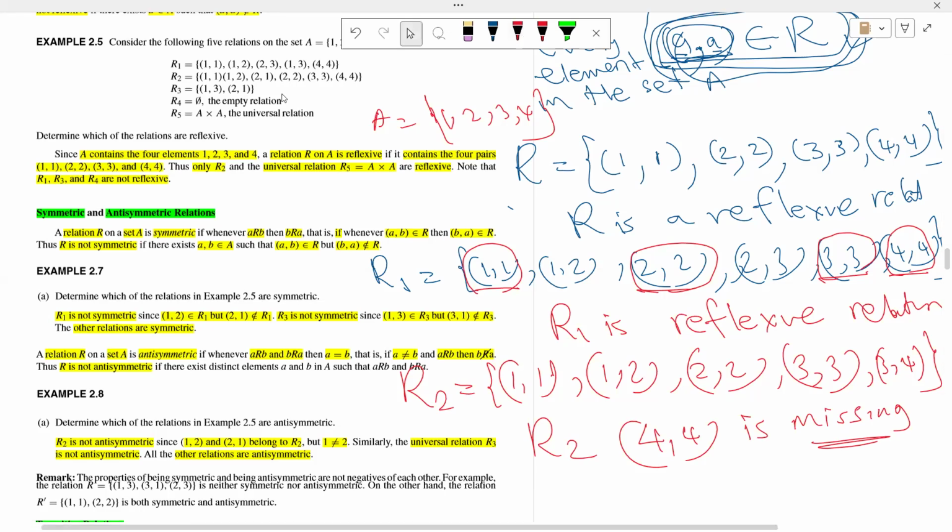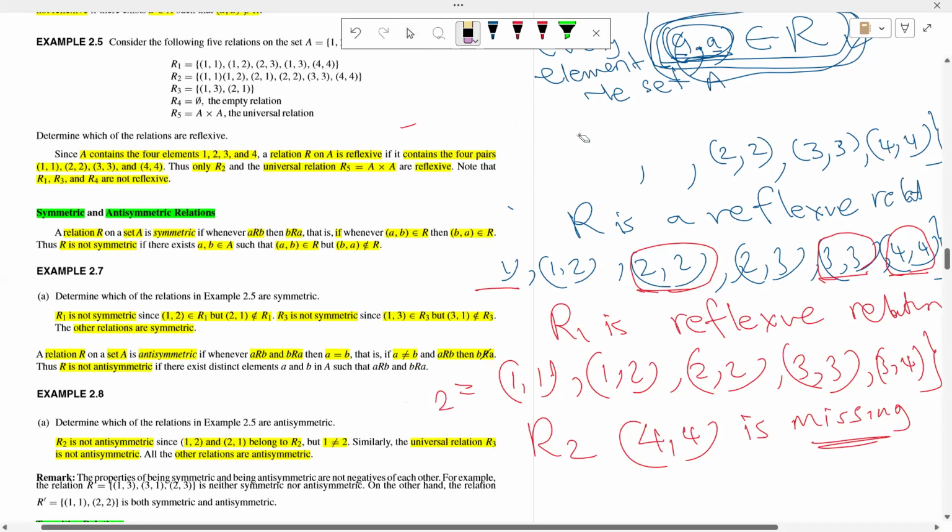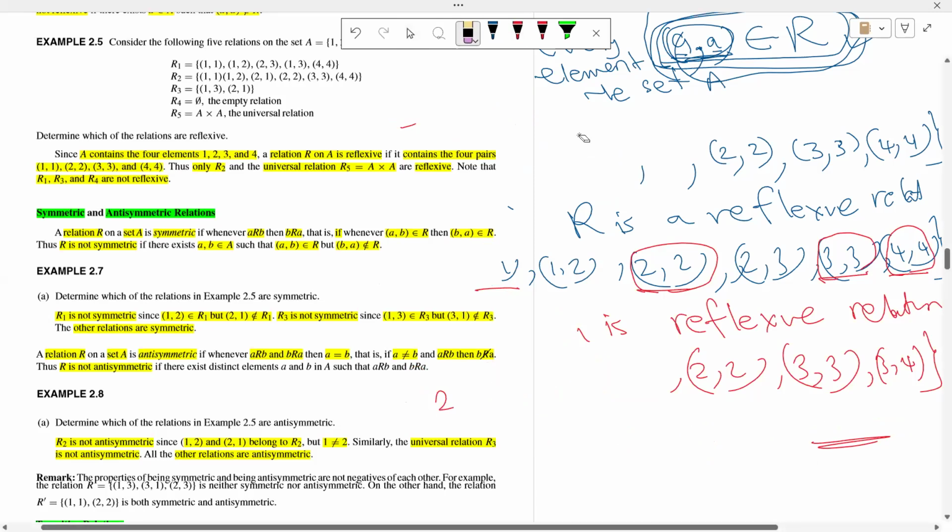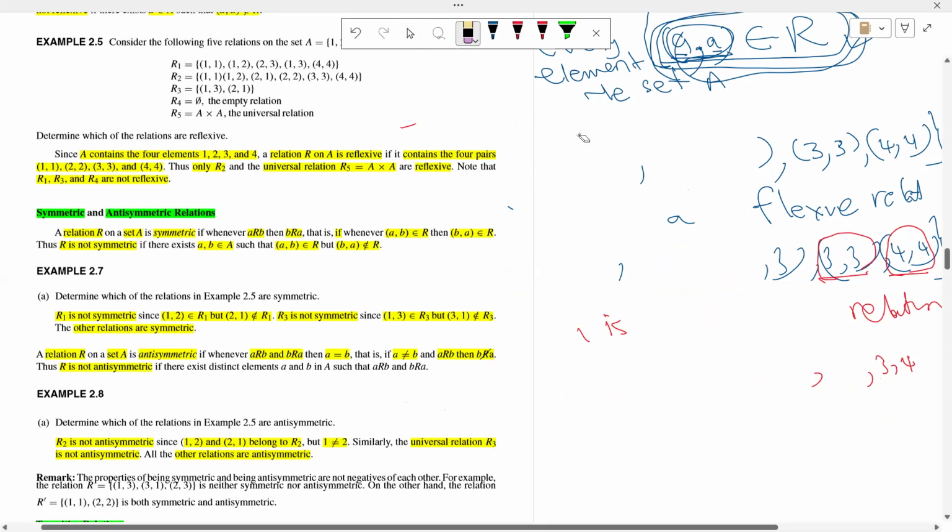Okay. So for a relation to be reflexive, definitely it needs to contain all the ordered pairs with the same elements, right? Now this is one example. Now I will give another example similar to this one.